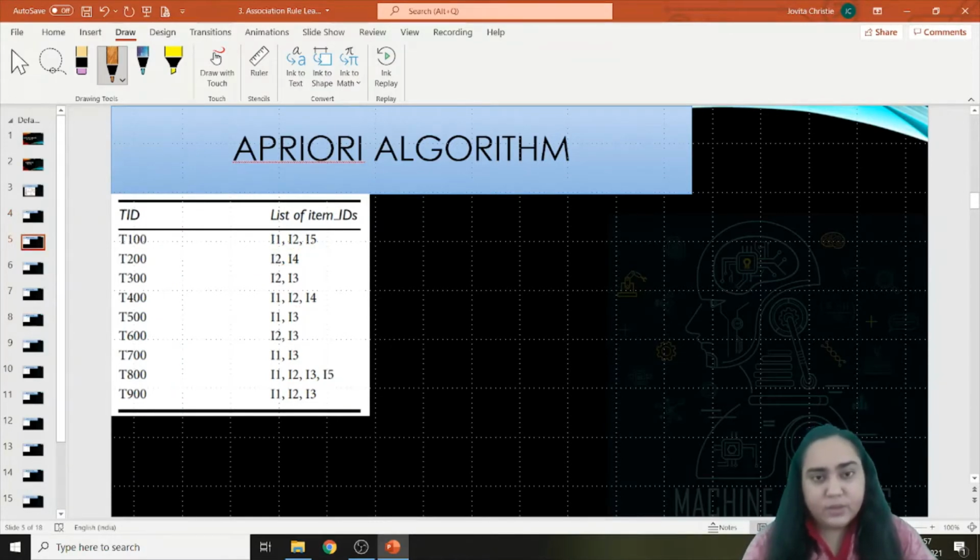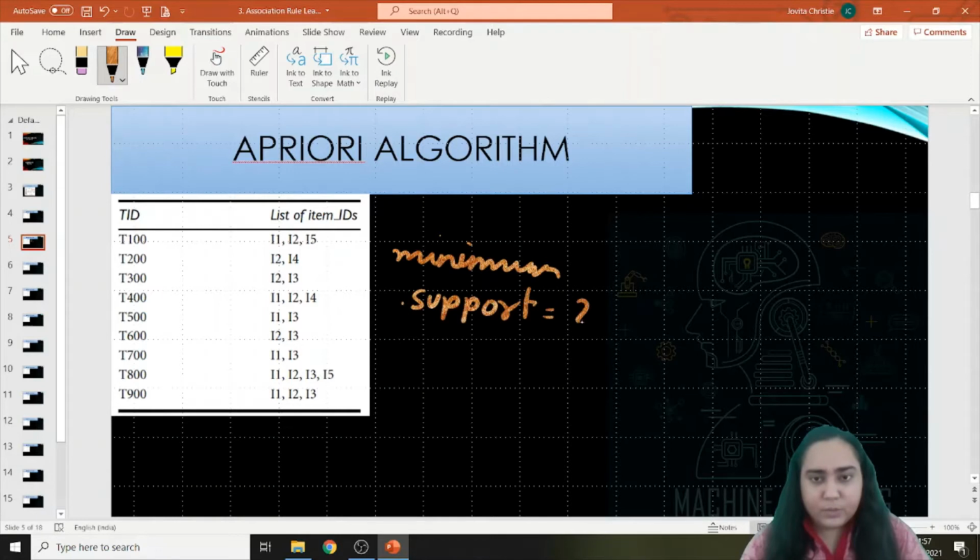Now, to begin with, we have to define something called support. The support count shows you how many times items are bought. And we have to define a minimum support count. The minimum support count we will use is equal to 2. Any item that does not satisfy this minimum support count of 2 will be removed from the list.